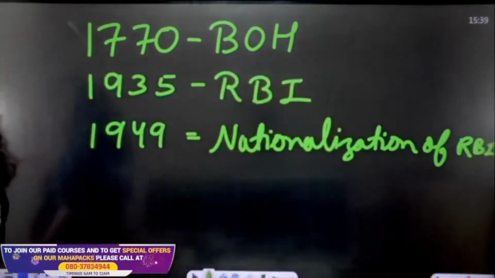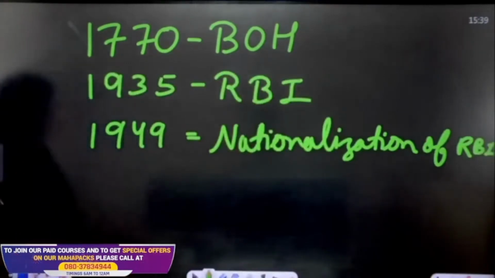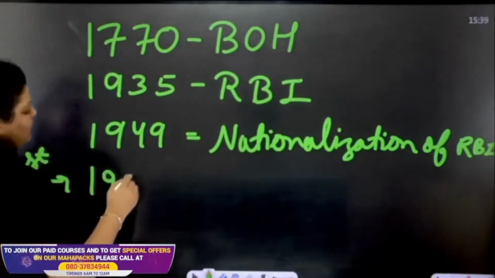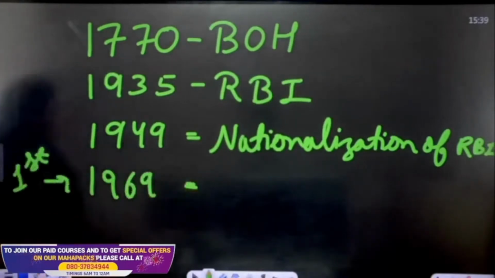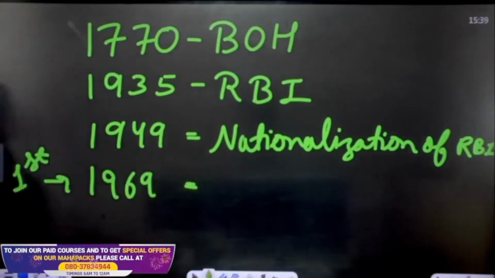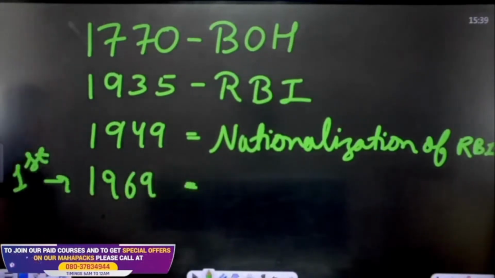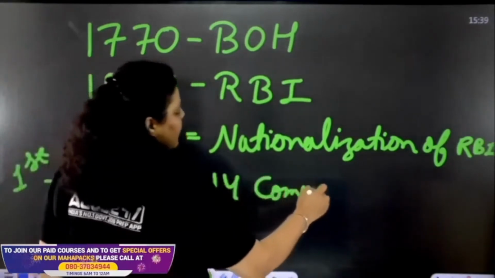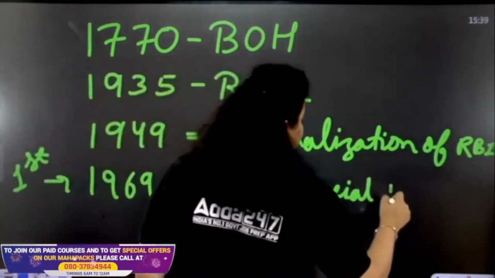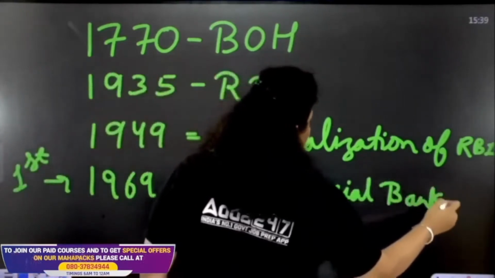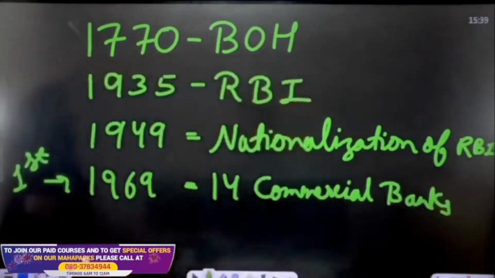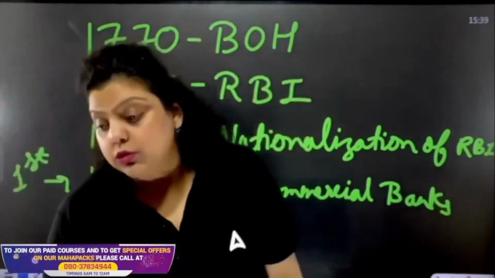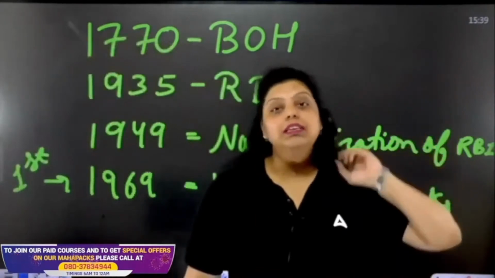Clear? Apart from that, if I talk about the nationalization of commercial banks, the first nationalization of commercial banks happened in 1969. Okay, in which year? In 1969, the first nationalization of commercial banks was seen, and 14 commercial banks were nationalized in the year 1969. How many commercial banks were there? 14 commercial banks were nationalized. Now, why only 14? The first bank of India was Bank of Hindustan, which was established in the year 1770.